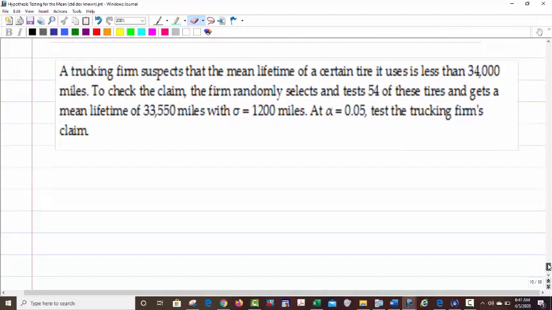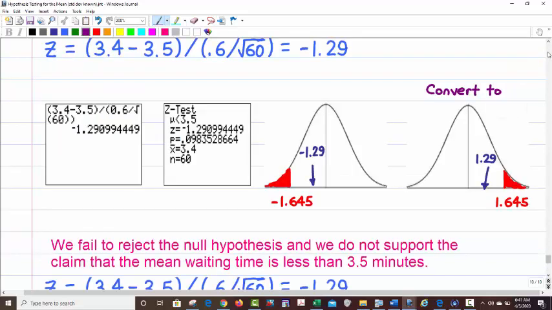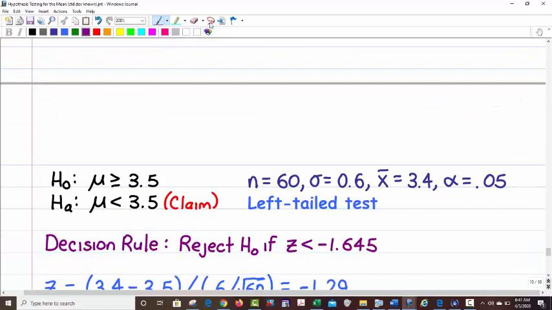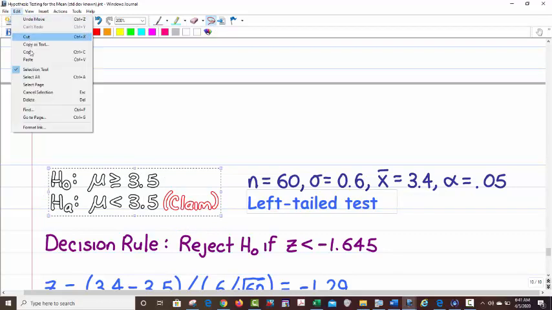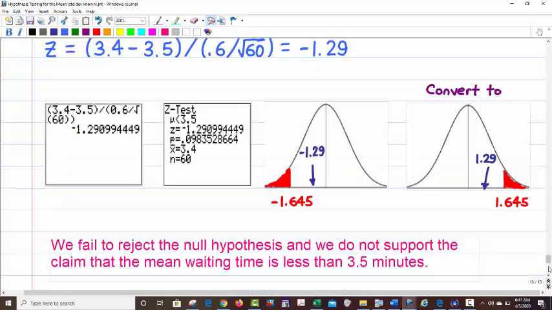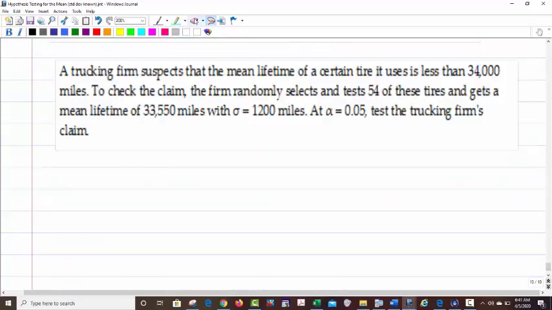Okay, we'll take a look at this last example. I'm not using a tablet, so I really can't write much here, but I'll talk through it. A trucking firm, lifetime of a certain tire. Actually, I'll go up here and copy this one. I think it's another left-tailed test, if I read it correctly. Yes, it claims it's less than.